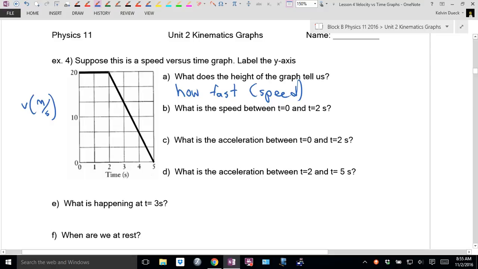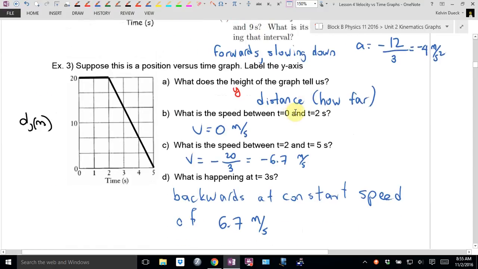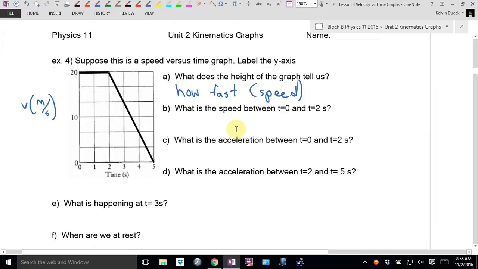So, what's the speed between 0 and 2 seconds? Here, the speed between 0 and 2 seconds was 0 meters per second because speed was the slope. What's the speed between 0 and 2 seconds here? It's both easier and harder because you're so used to looking for the slope, you're tempted to say at rest, 0, but here the speed is the height, 20 meters per second.